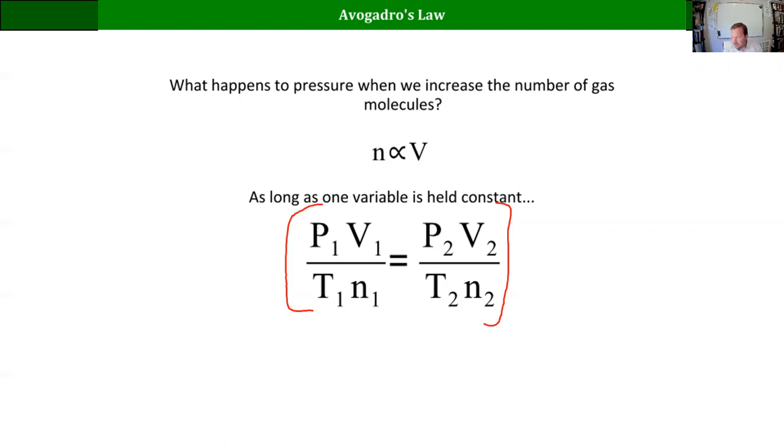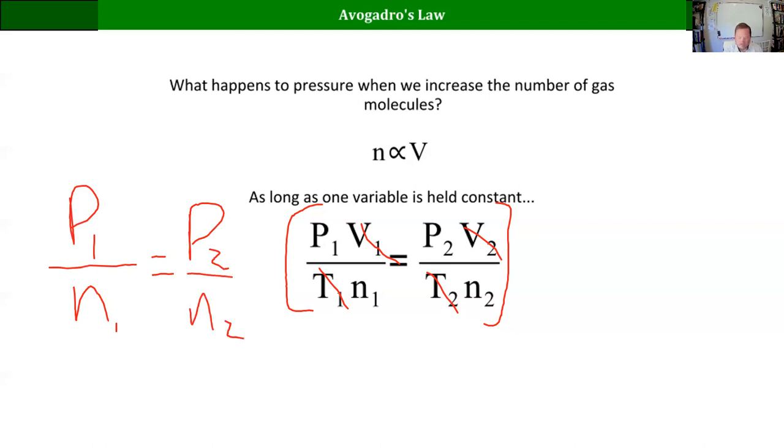If you have the same temperature on both sides, it cancels out. If you have the same volume on both sides, it cancels out. And what you're left with is the appropriate simple gas law for whatever is changing. So in this case, if we said constant temperature, constant volume, then we can say P1 over N1 equals P2 over N2.